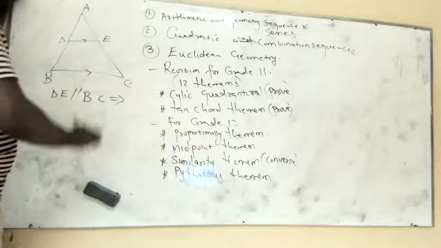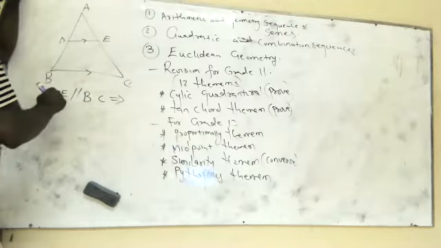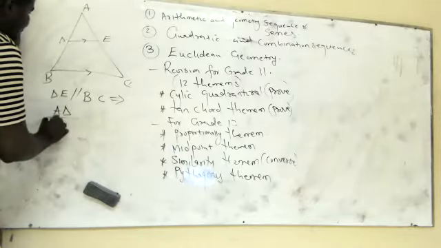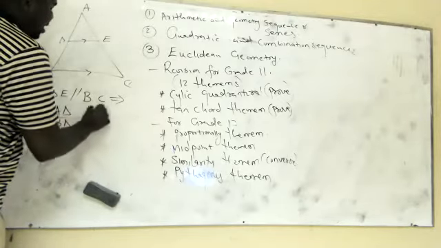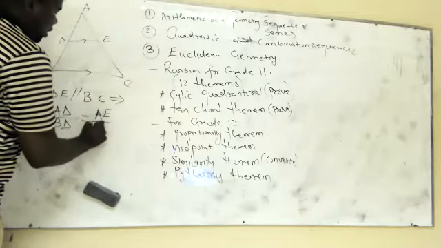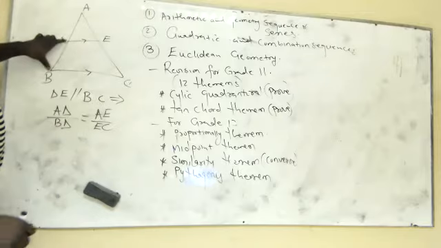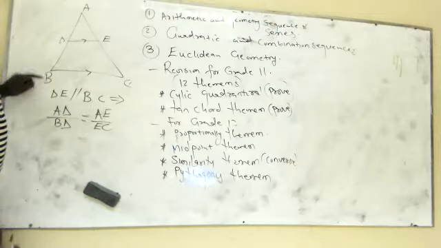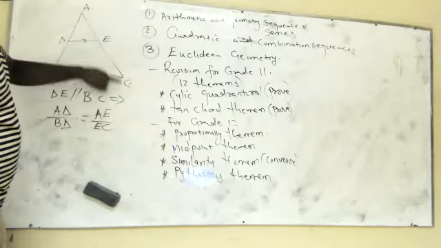That's the first assumption. So if DE is parallel to BC, then the proportionality theorem says that the ratio of AD divided by BD will be equal to the ratio of the other side of DE, in this case AE divided by EC. That's what the proportionality theorem says. So if these two lines are parallel to each other, then AD divided by DB, or BD, is equal to AE divided by CE.